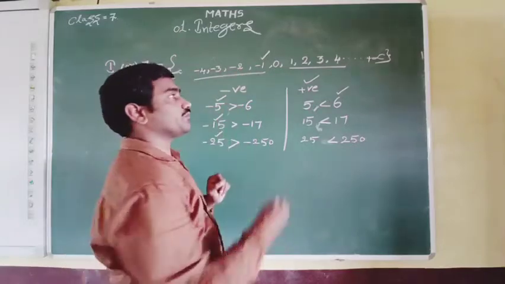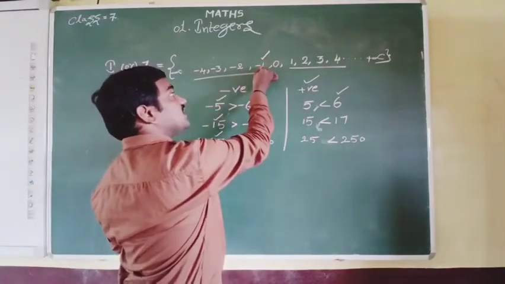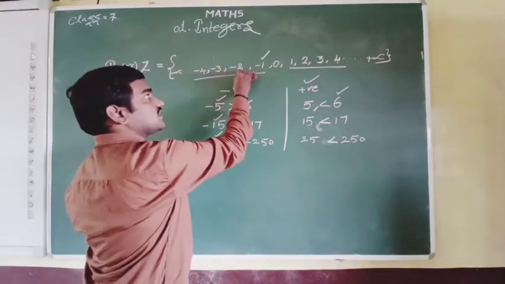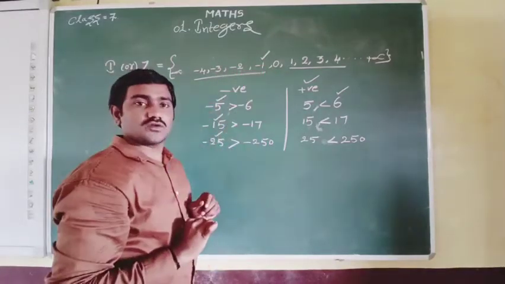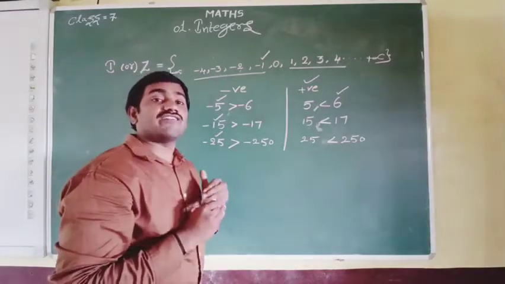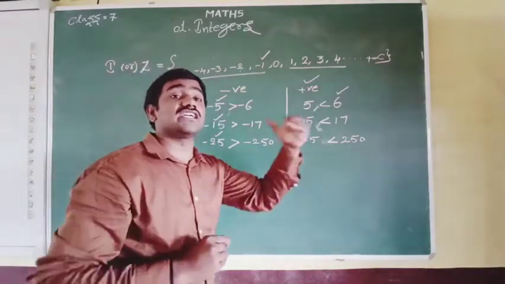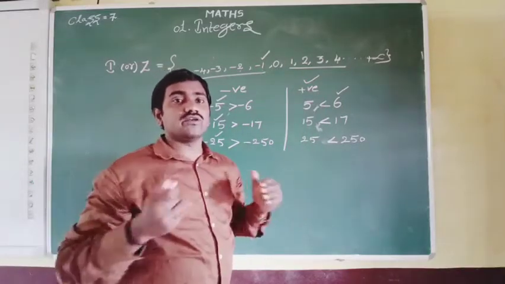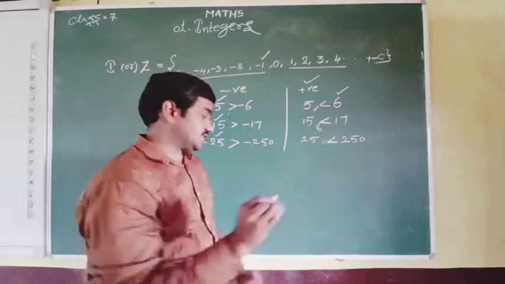Minus 2 is smaller than minus 1. Minus 3 is smaller than these two numbers. So remember, when a number comes near to 0, the value of the number increases in negative numbers. If a number is very far from 0, the value of the number decreases.